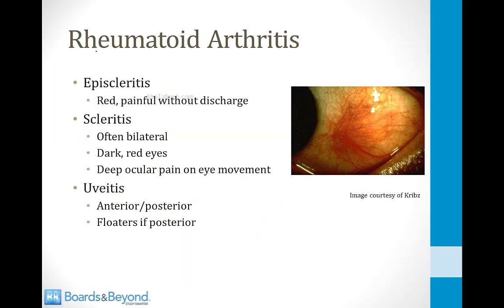It's high yield to remember that rheumatoid arthritis can affect the eye in a number of different ways. Rheumatoid arthritis can cause episcleritis.